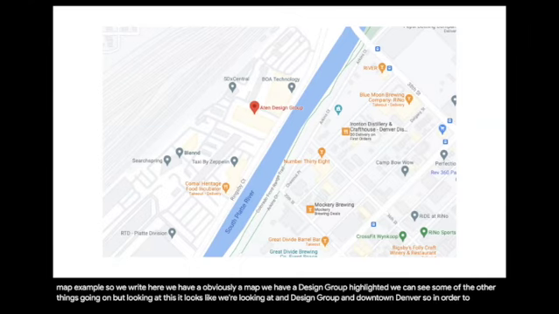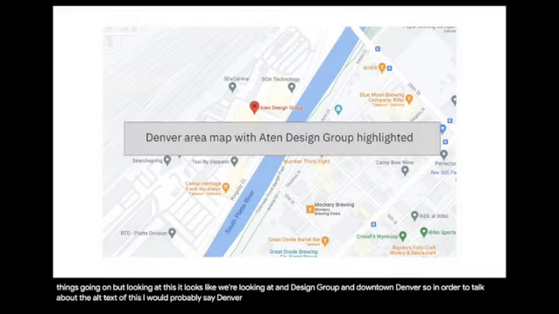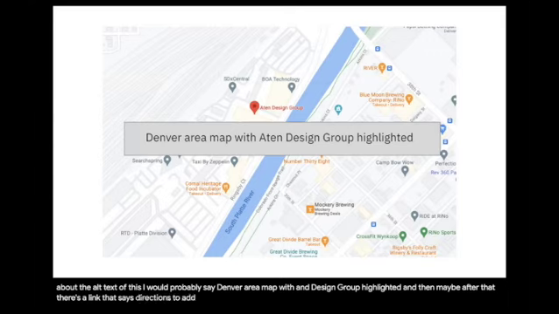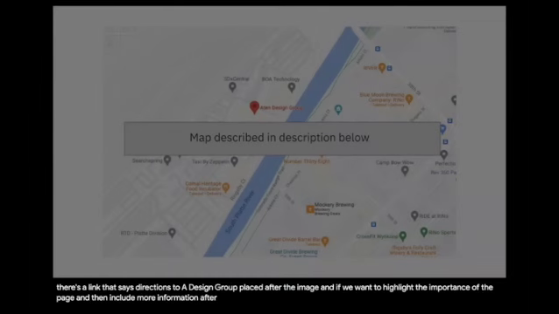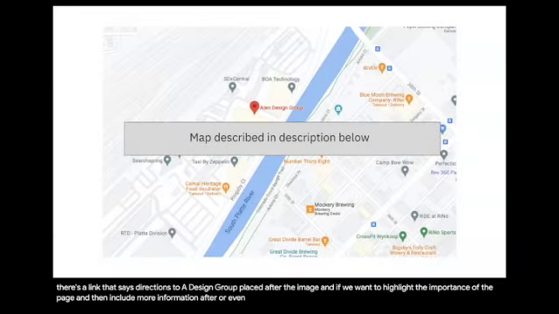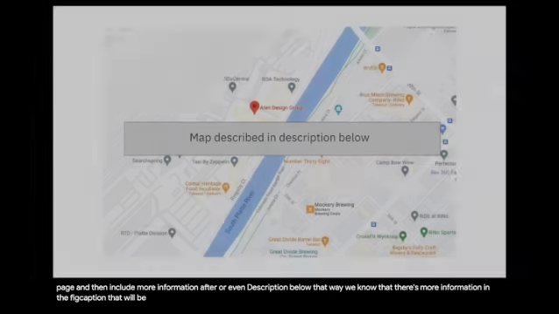So in order to talk about the alt text of this, I would probably say Denver area map with Atten Design Group highlighted. And then maybe after that, there's a link that says directions to Atten Design Group placed after the image. And if we want to highlight the importance of the page and then include more information after, or even we can include map described in description below. That way we know that there's more information in the figcaption that will be described there.